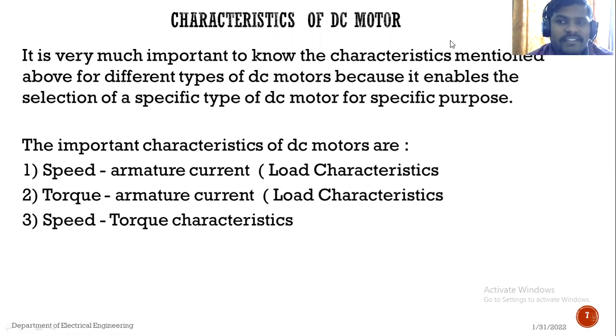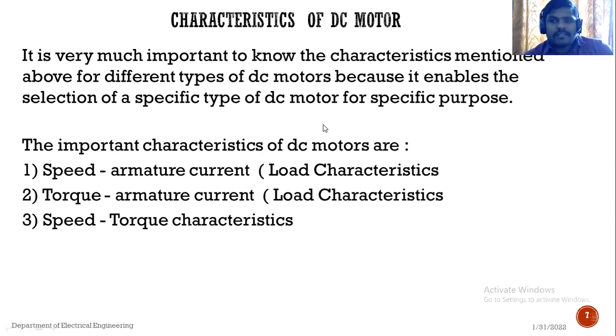आपण जे जनरेटर मध्ये characteristics बघितलेत, similar to that, in the case of a DC motor the characteristics are also very important to know the behavior of the DC machine. Motorच्या characteristics are very much important, and there are different types of DC motor, because it enables the selection of a specific type of DC motor for a specific purpose. By understanding the characteristics, we are able to select the DC motor for a particular application.